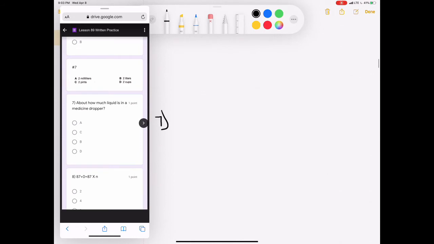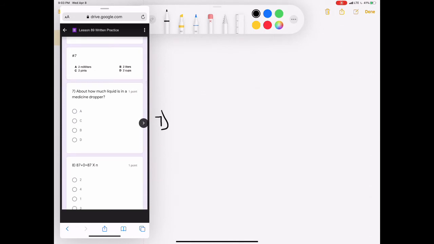Number 7, a dropper that you get your medicine with. About how much liquid is in that? 2 milliliters, 2 pints, 2 liters, or 2 cups. You're going to want to choose the smallest amount, which would be 2 milliliters.